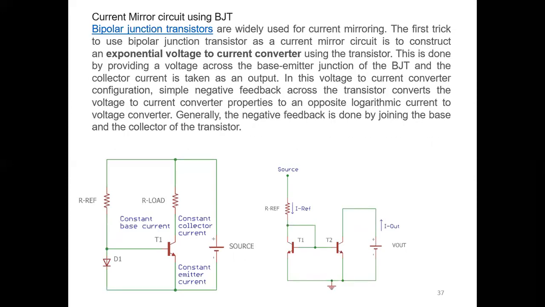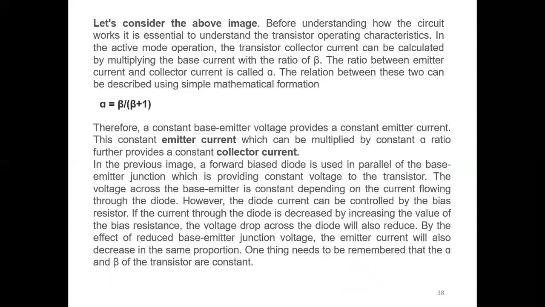This is another circuit, a current mirror circuit using a BJT with a diode to avoid reverse current operation.